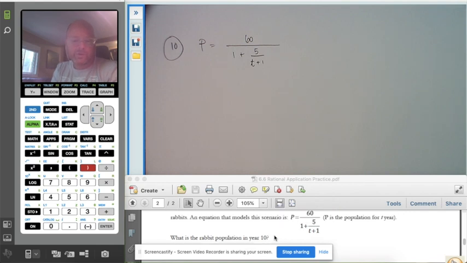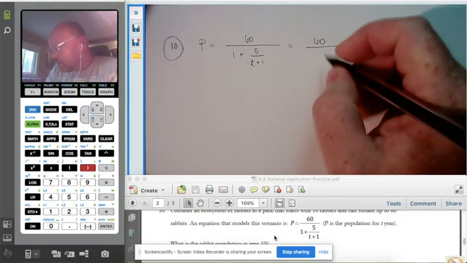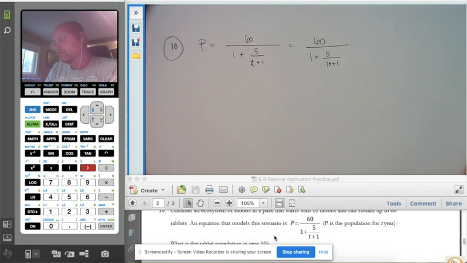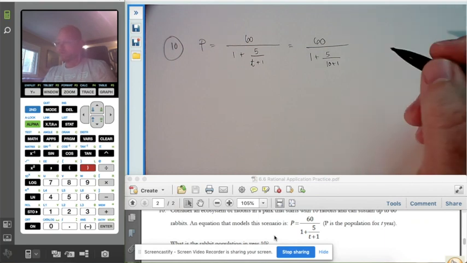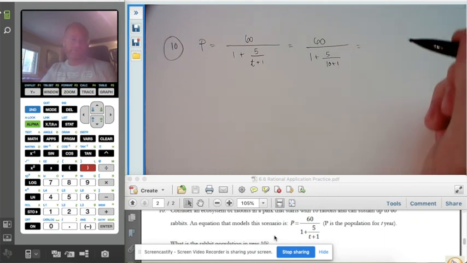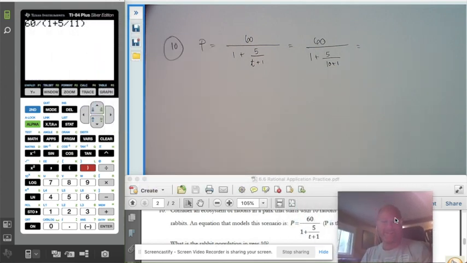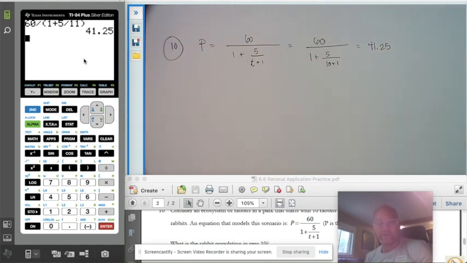All right, so all we have to do is plug 10 into that expression and see what it shakes out to be. So 60 over 1 plus 5 over 10 plus 1. So that's really 60 over 1 plus 5 over 11. Because they're not asking us to do anything too special with this, you can just plug 60 over 1 plus 5/11 into your calculator, and that will tell you the answer is 41.25. Of course, we can do that algebraically as well.